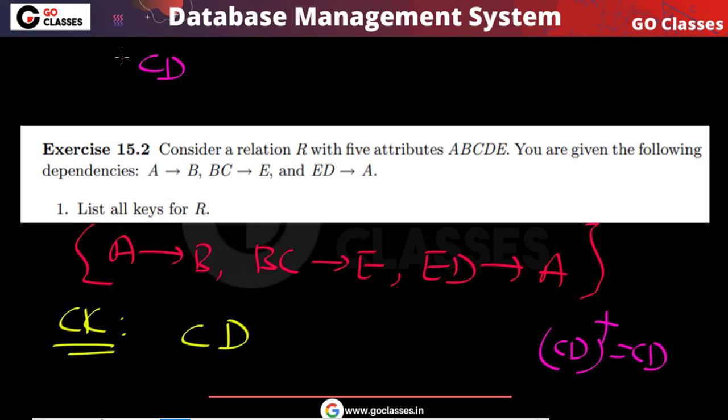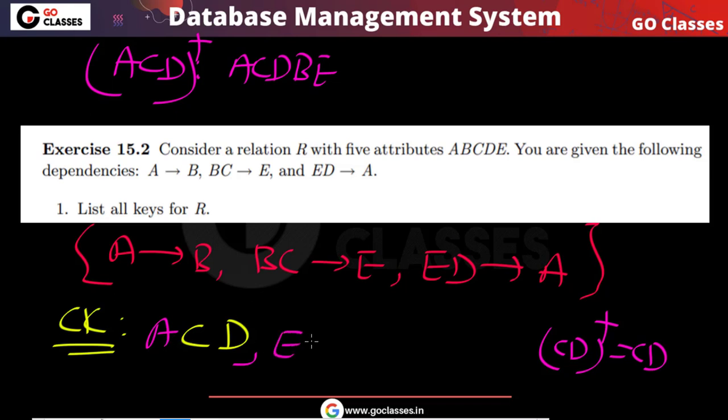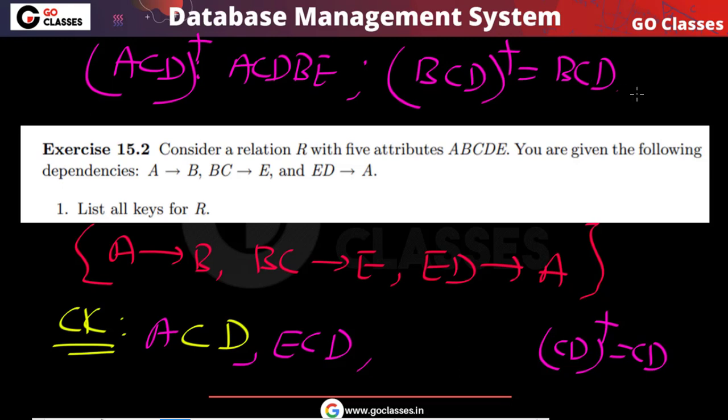Let us see, can we do something with A? With A you will get ACD, which gives ACD B, and now BC will give you E. So yes, ACD is a candidate key, and A can be determined by ED, so ECD is also a candidate key. And what about BCD? BCD gives you BCD, BC gives you E, and ECD is already a candidate key, so ED gives you A. So BCD is also a candidate key. These are the candidate keys.